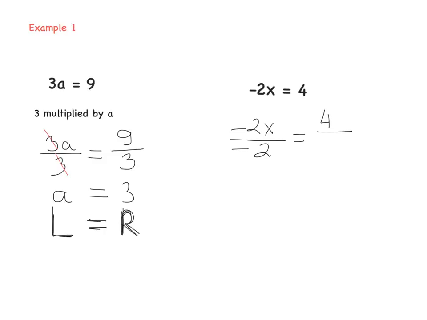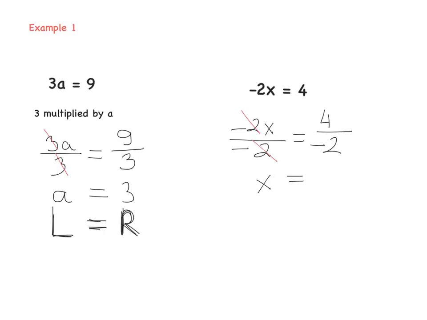So 4 divided by minus 2. And now we have minus 2 and minus 2. That is just x. We can just cross it off. And then x equals 4 divided by minus 2.